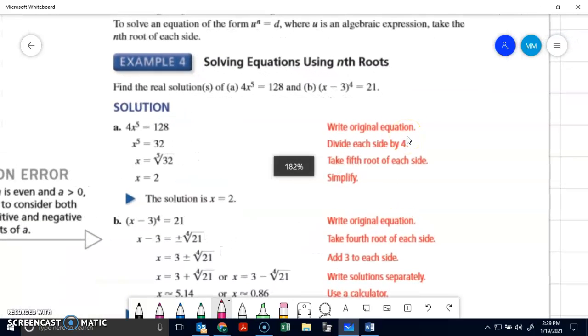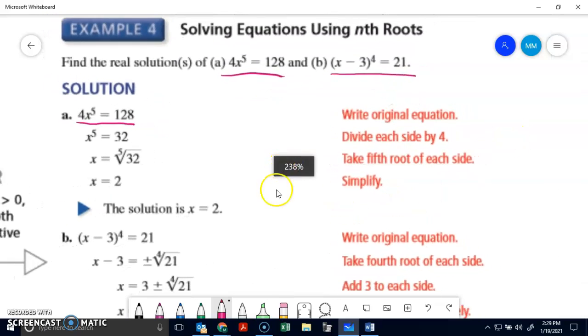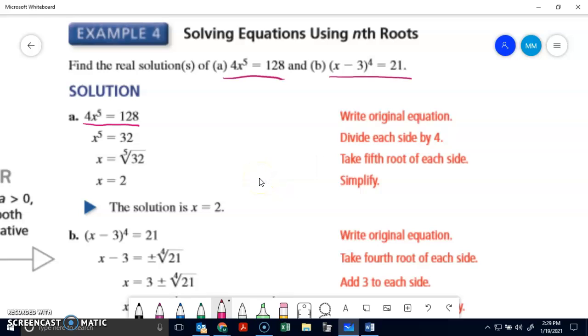Let's go on to the next example. The next example has solving equations. How does that work out? Let's just start with the first one. 4x to the 5th equals 128. And so 4x to the 5th, how would I solve this?